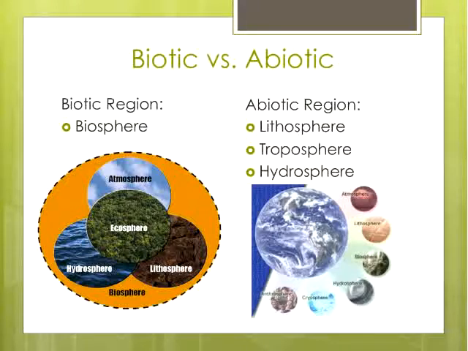The next thing he talks about is biotic versus abiotic. As far as biotic regions go, we have the biosphere. The abiotic regions are the lithosphere, troposphere, and hydrosphere. And as you can see here, I think this is an interesting image. We have the atmosphere, which is also part of the lithosphere, and the troposphere, and then the hydrosphere, which make up this ecosphere. And here on this image, you have the hydrosphere, and the biosphere, and the lithosphere, and the atmosphere, and the anthrosphere, or the human effect on these spheres.